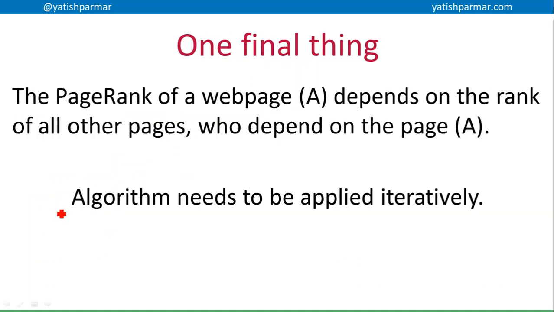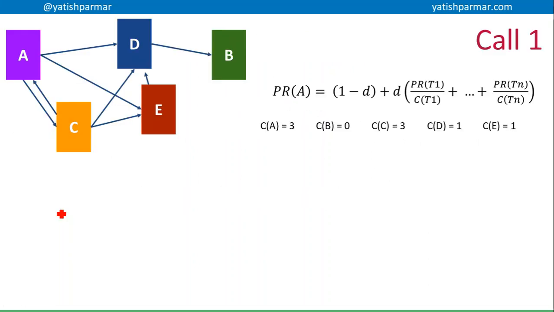Now when we start off, we don't actually know what the rank of any particular page is. So we can just use some arbitrary numbers, plug them into the formula and start applying it, and then we'll arrive at an estimate which is close to the actual rank of that page. So when I'm kicking this algorithm off, I'm going to start by assigning all my pages a rank of 1.